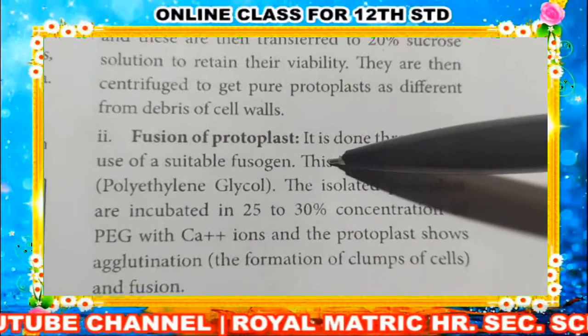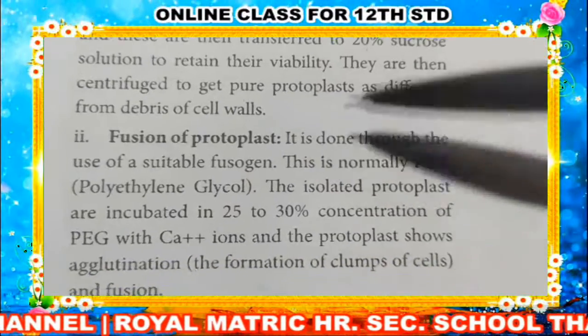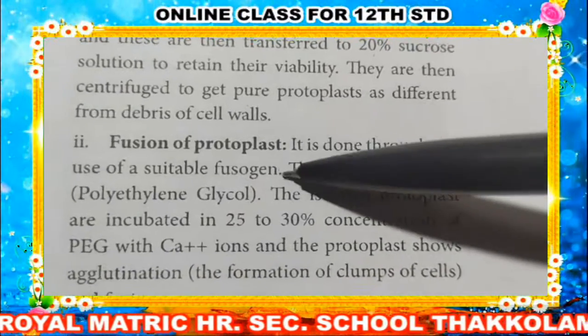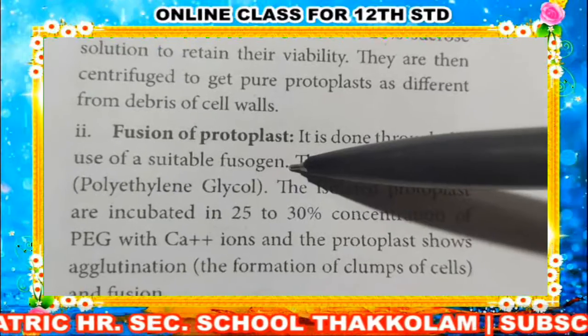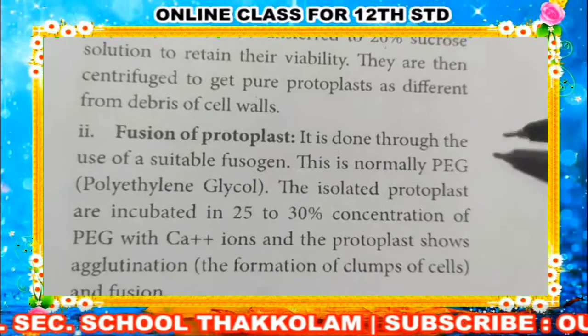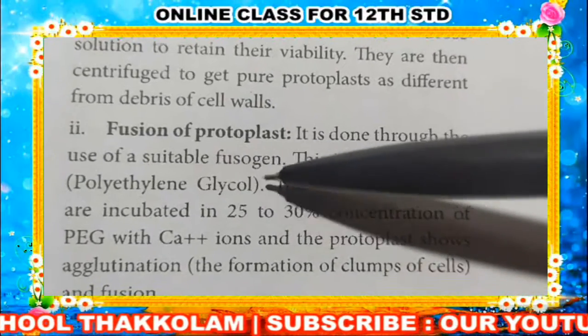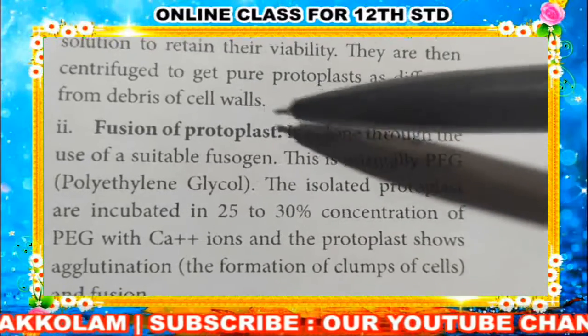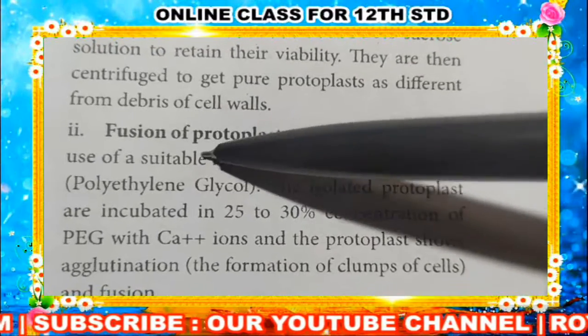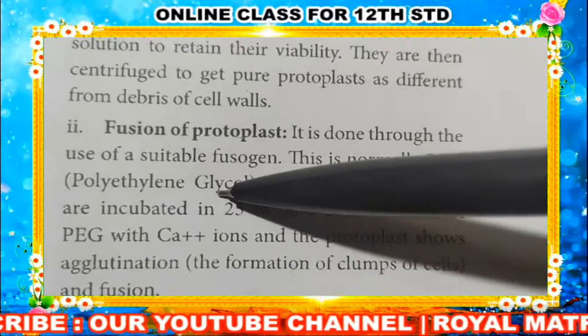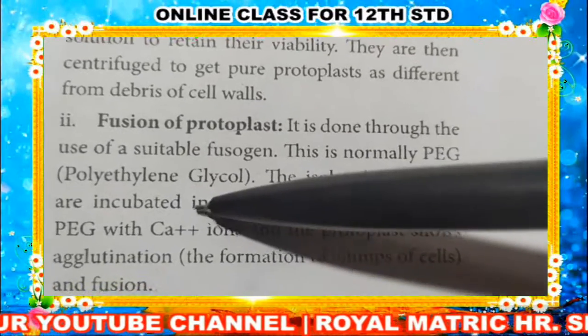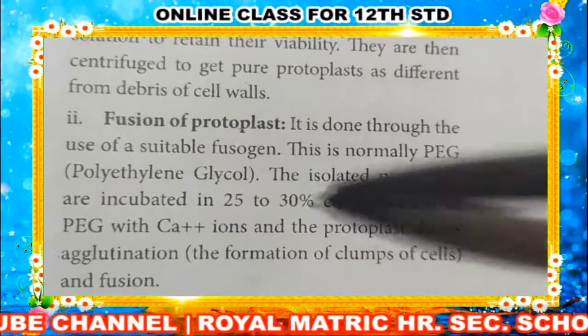Next step is the fusion. Fusion is done through the use of a suitable fusogen. The fusogen used here is PEG. PEG is nothing but polyethylene glycol. So fusion of protoplast is done with the help of the fusogen called polyethylene glycol, and that is incubated at 25 to 30 degrees.